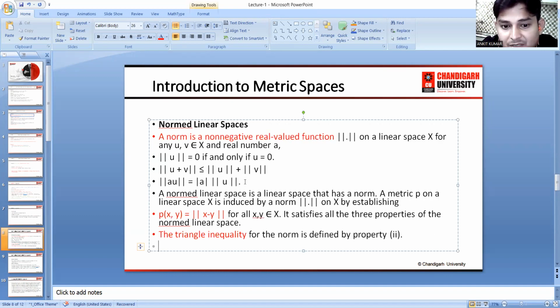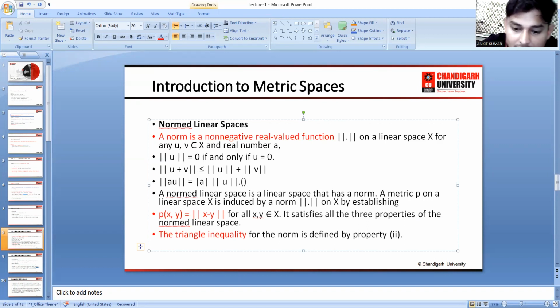A normed linear space is a linear space that has a norm. A metric p on a linear space X is induced by a norm on X. This is a standard example of a norm: p(x, y) is equal to norm of x minus y for all x, y belonging to X. It satisfies all the three properties of the normed linear space. And this is the triangle inequality for the norm. So this is the scalar multiplication.